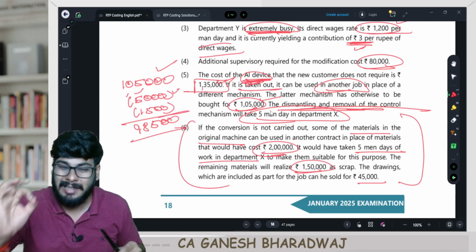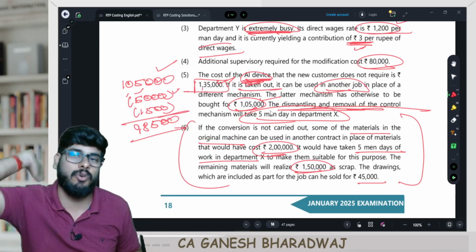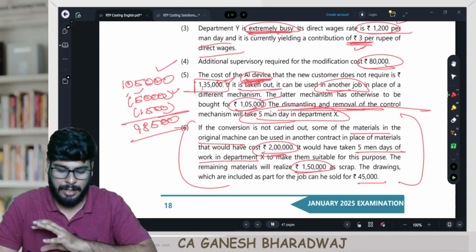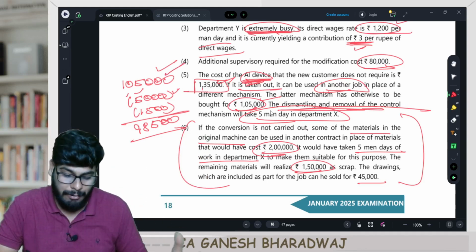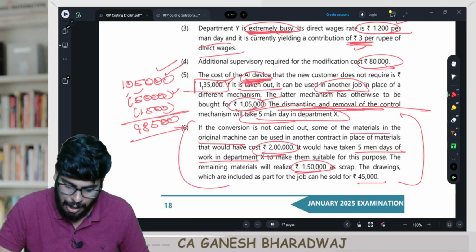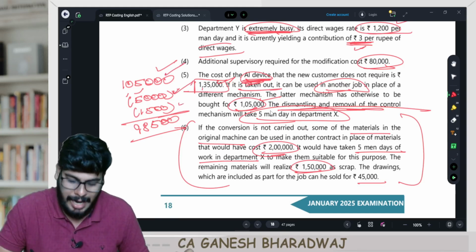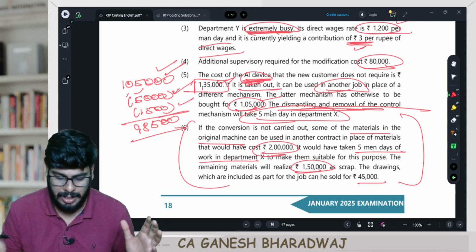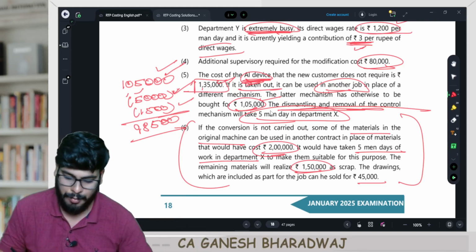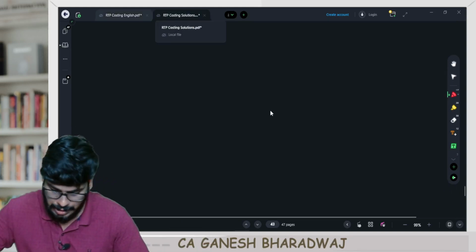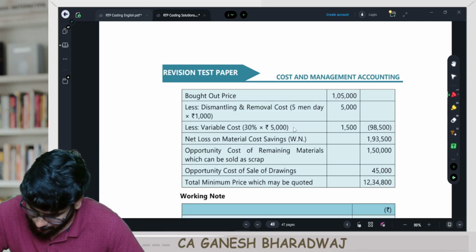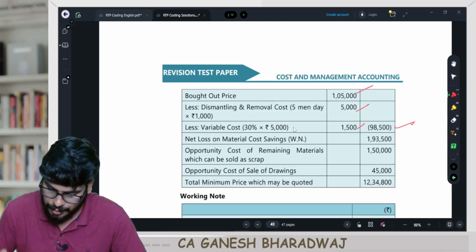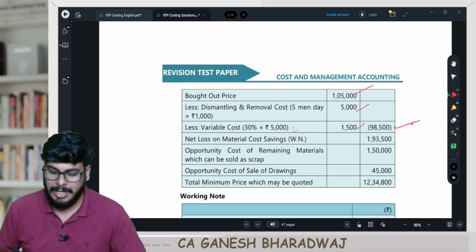It should go to reduce your cost, because we are calculating what the net total cost I will be incurring. That is the minimum price that I need to quote to the new customer. Are you clear with this? So if I take this AI device out, I will be able to save 1,05,000. But for me to do that, I will be incurring a labor cost of 5,000 and a variable overhead cost of 1,500. So net off, the net savings is going to be how much? 98,500 rupees. Are you clear with this? That is what they have given here. This will go on to reduce your cost. So 1,05,000 minus 5,000 minus 1,500 is going to be 98,500.